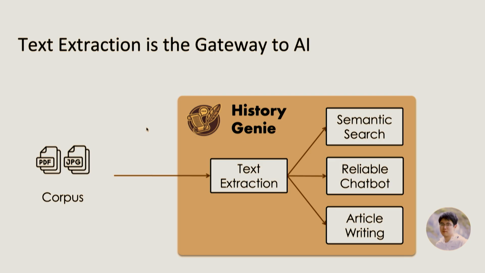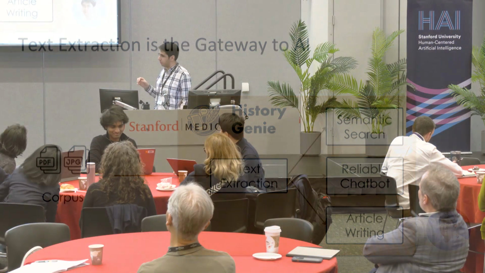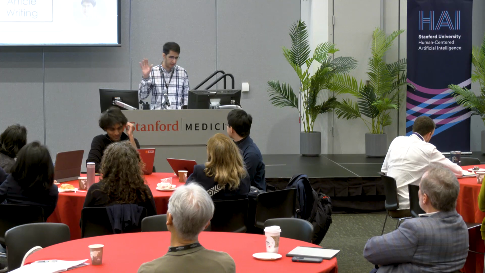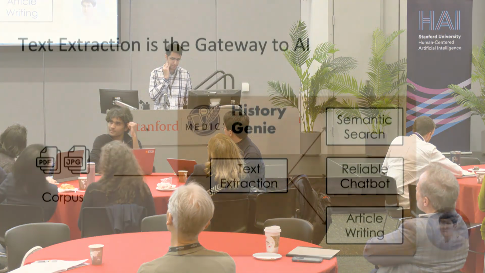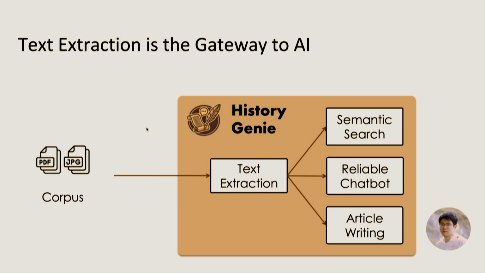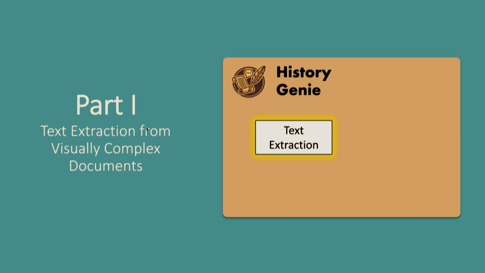So next I will get into the technical details. These are the four technologies that constitute History Genie. So let's say you have a corpus on the left-hand side. The first thing that we need to do in order for any of our AI systems to work is to extract the text accurately. And then that would enable us to do semantic search on the corpus, as I showed you, and do reliable chatbots and writing articles. My colleague Yu Chang will talk about the last part, but I will talk about the first three parts.